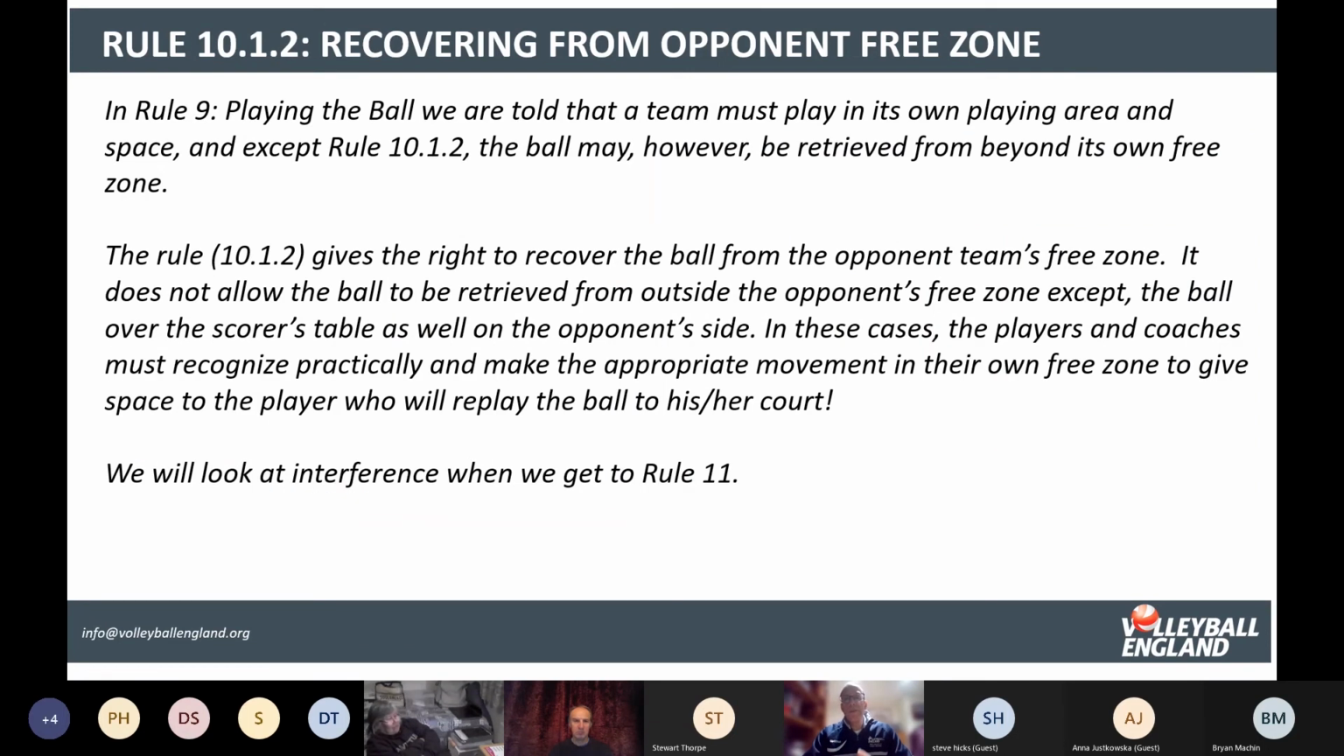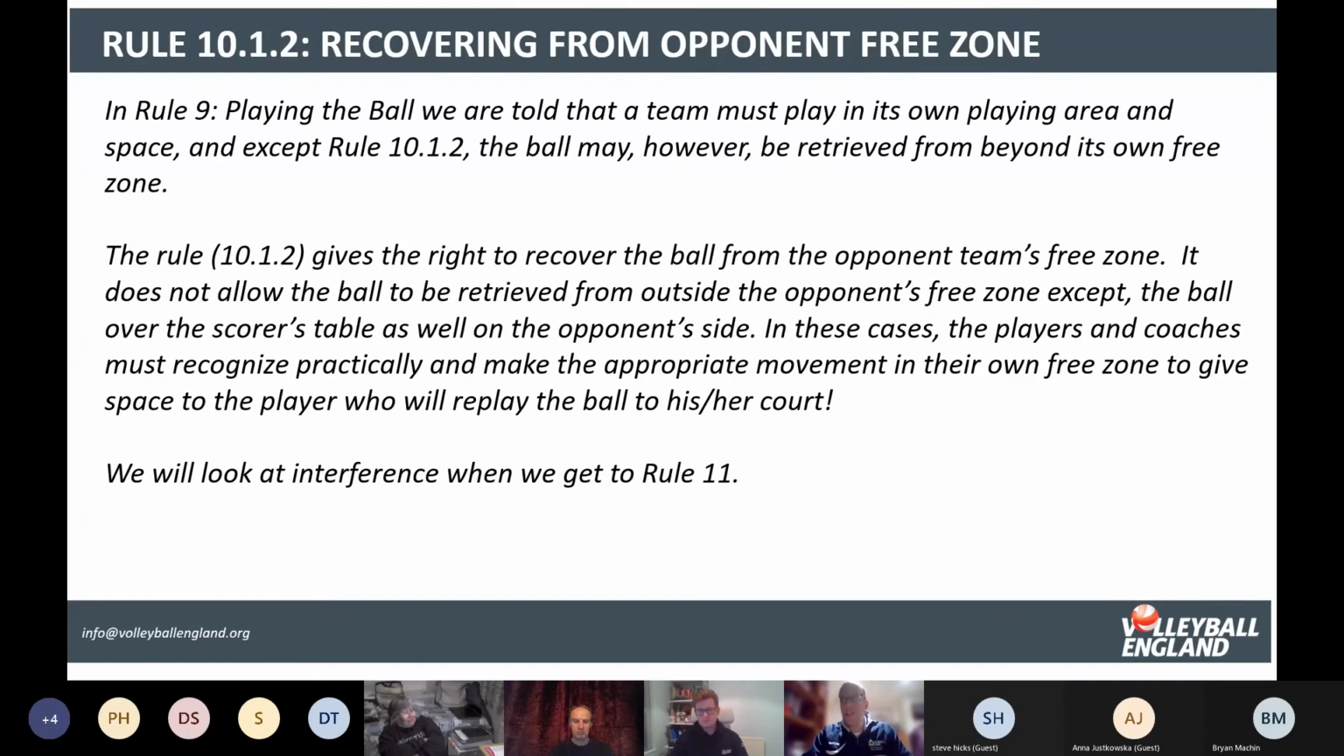In Rule 9, we were told that the team must play in its own playing area and space, except Rule 10.1.2. It goes on to say the ball may be retrieved from beyond its own free zone. 10.1.2 then gives the players the right to recover the ball from the opponent's free zone, but it doesn't allow the ball to be retrieved from outside the opponent's free zone.